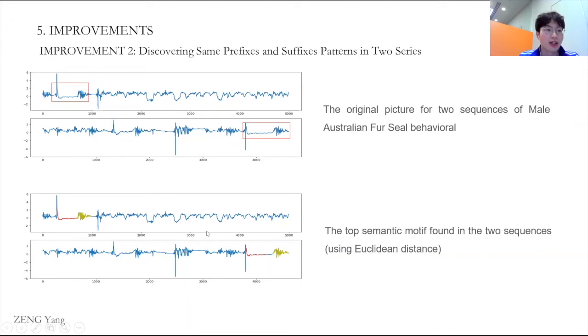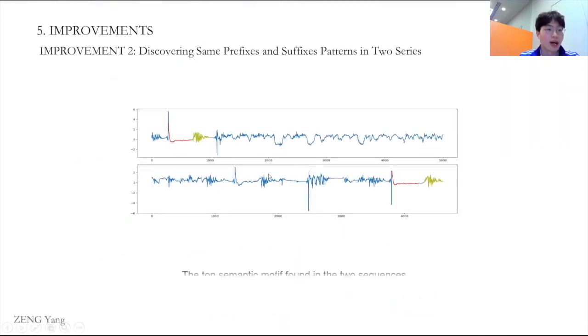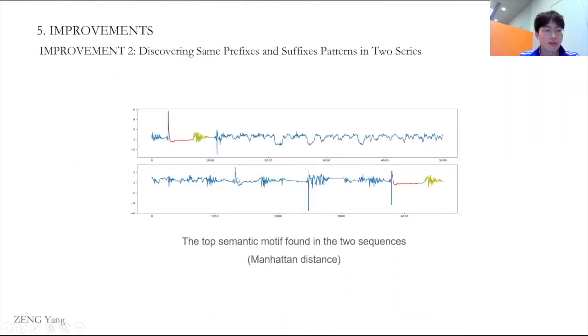Then the second figure is the result for the Euclidean distance method, which shows the motif defined by prefix and suffix was found accurately. And then for Manhattan distance, we have confirmed its practicality, but there is no obvious performance boost in this example. It can be said that it has almost the same effect as Euclidean distance. However, we know that the computation cost of Manhattan distance is slightly lower than Euclidean distance, which can be a reason to choose it.